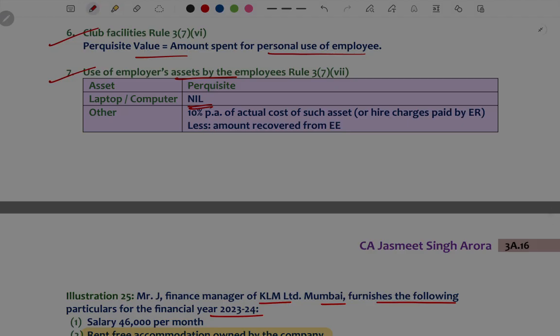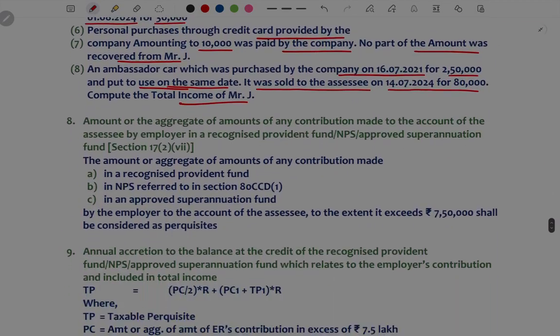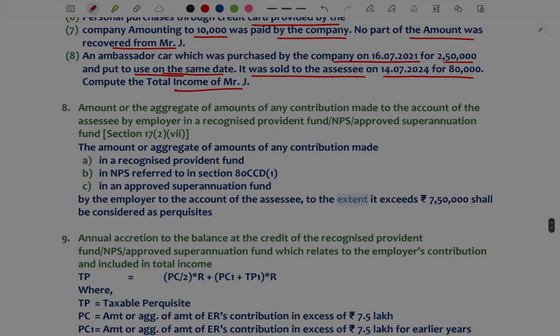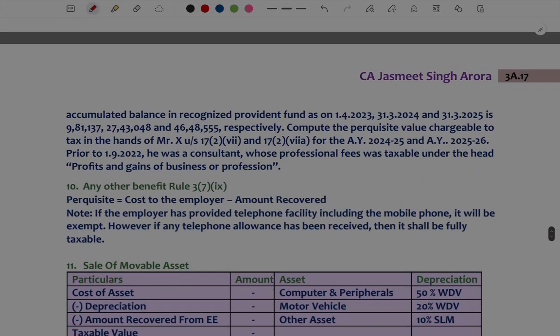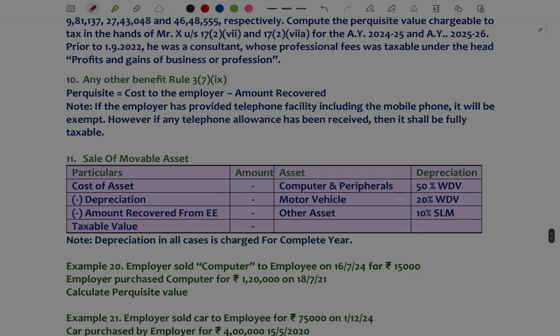Laptop. If your employer is giving you an asset to use, laptop and computer would be nil. Others: 10% of actual cost or higher charges paid by the employer, less the amount recovered from the employee. Or higher charges, whichever is applicable, less the amount recovered from the employee. So you have to see that. It's not a really hard section. This is not really important. Any other benefit? Caution on them, not important.